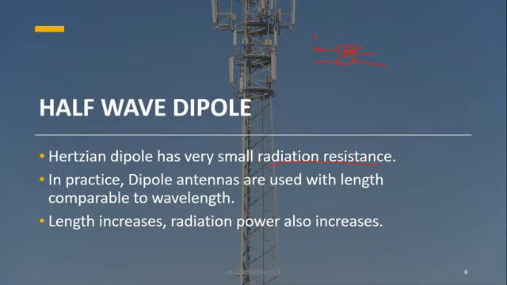To avoid this drawback, we move on to something called a half wave dipole. Wave refers to the wavelength, which is lambda, and half wavelength means we are going to construct an antenna of length lambda by 2. Any antenna that is constructed with a length lambda by 2, we call a half wave dipole antenna. Since we increase the length compared to the Hertzian dipole, we can get an increase in the corresponding radiation power also.